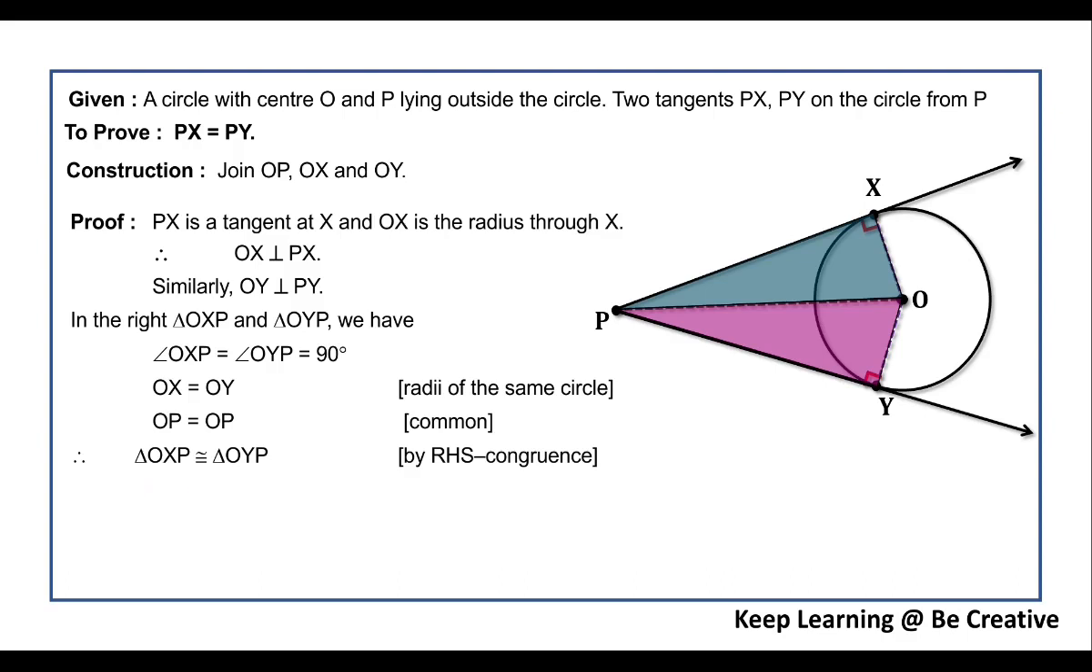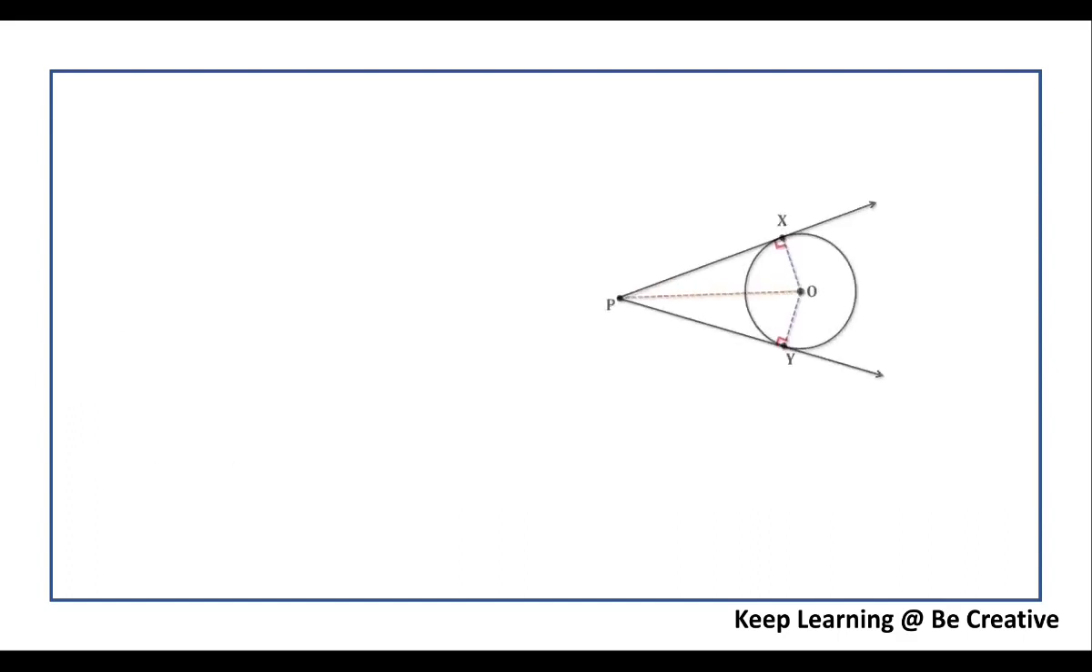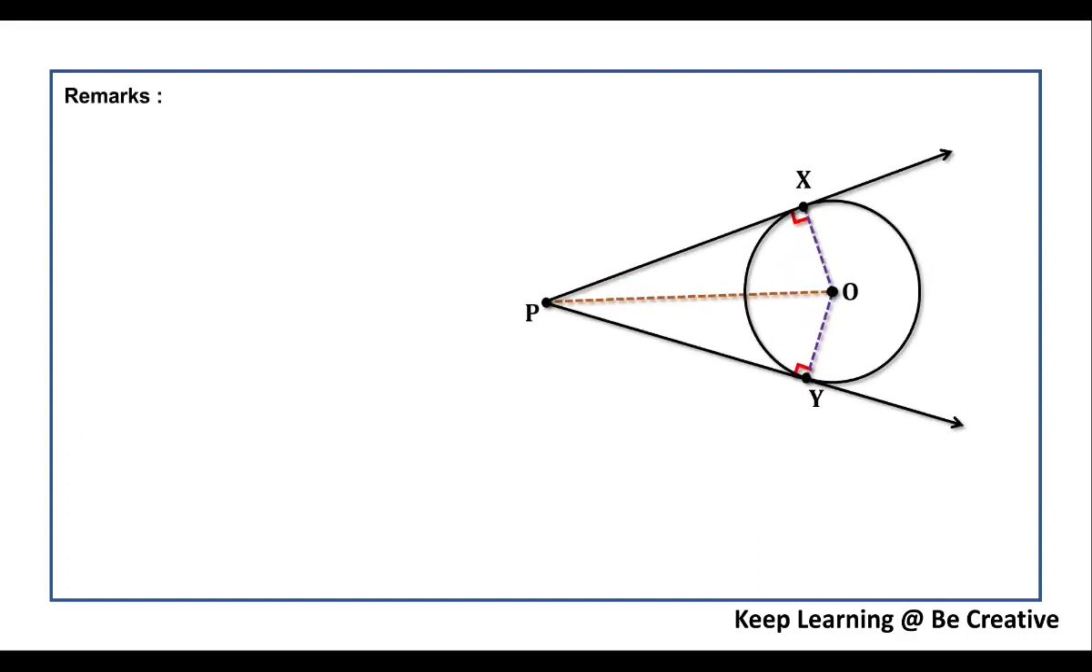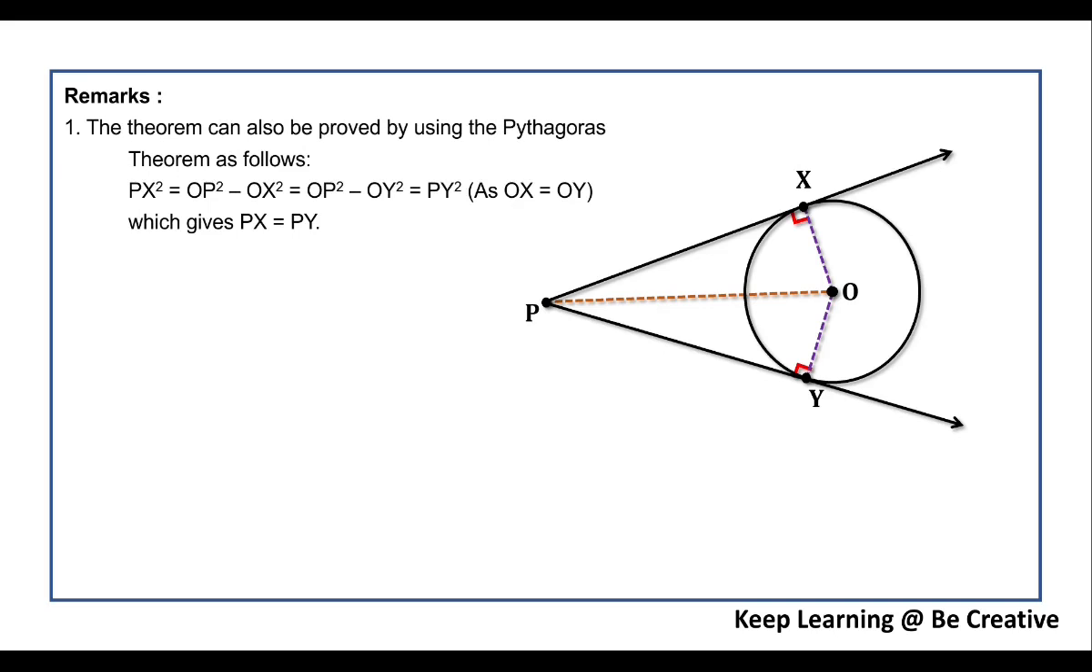Now, as we have already proved that these two triangles are congruent, hence we can say that Px is equal to Py by CPCT, that is, corresponding parts of congruent triangles. Now, after proving this, do we have certain other observations in this triangle? Let's see what other results we can say. So, in these two triangles, we can also prove this theorem with the help of the Pythagoras theorem. How?